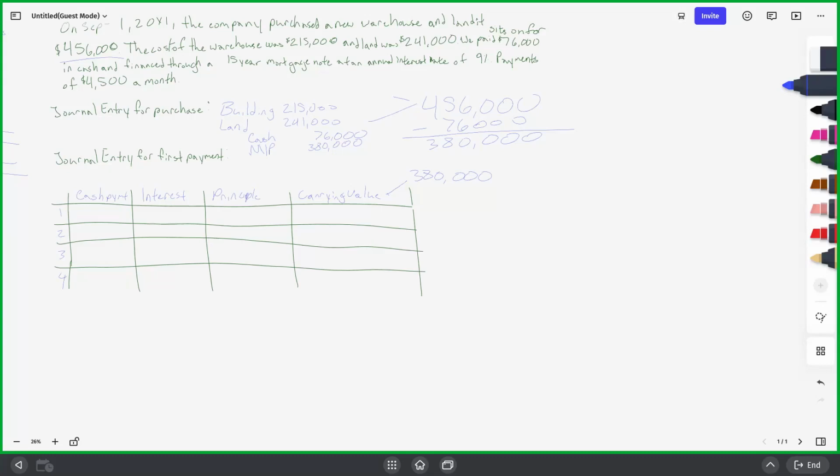Does the cash payment change at all, or do we just have a stable cash? Oh, stable. Stable cash.